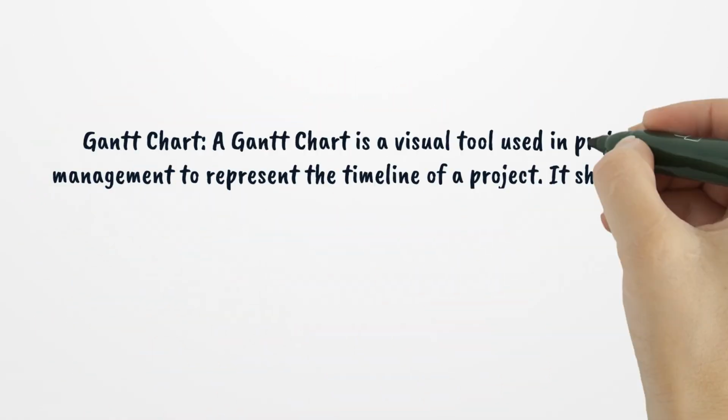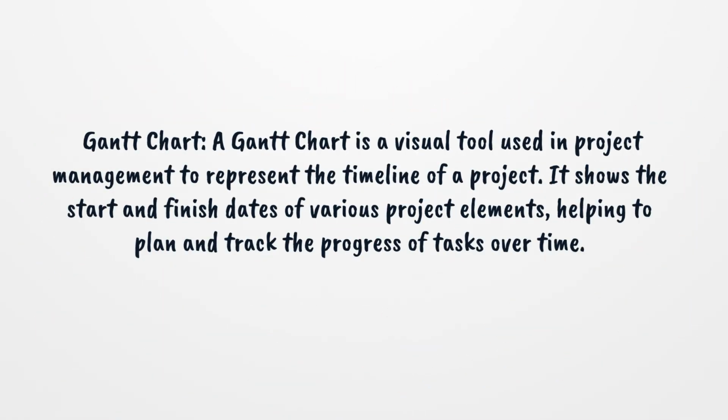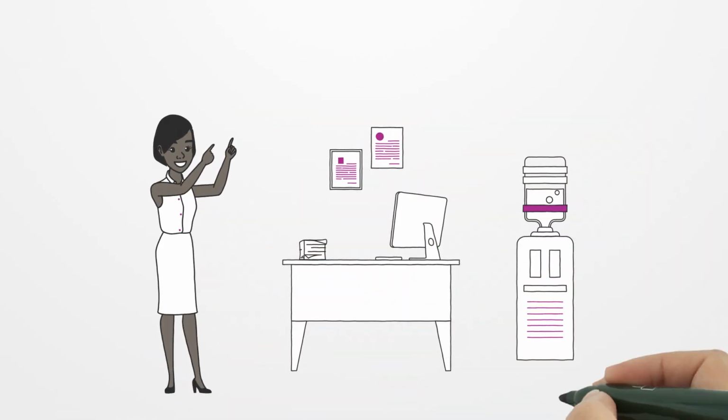Project scheduling techniques, Gantt chart, critical path method. Gantt chart. A Gantt chart is a visual tool used in project management to represent the timeline of a project. It shows the start and finish dates of various project elements, helping to plan and track the progress of tasks over time.